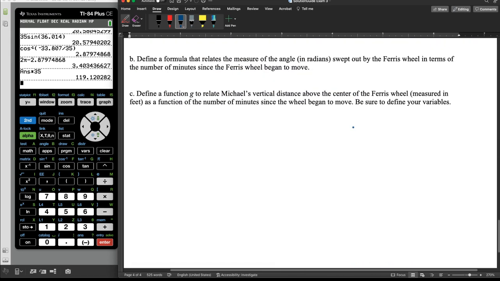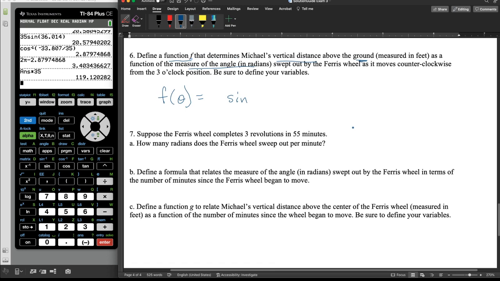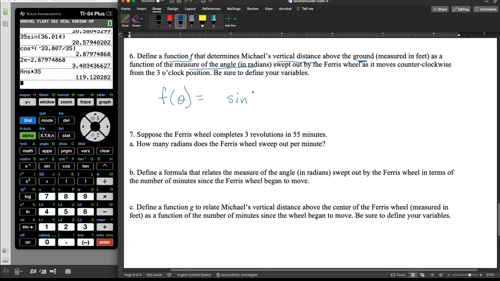Okay, so we come back down to here. So we want the sine of theta, and then we multiply by 35. That gives us the distance above the center of the Ferris wheel. But where is the center? The center is 40 feet off the ground, so we have to add 40 feet to that.